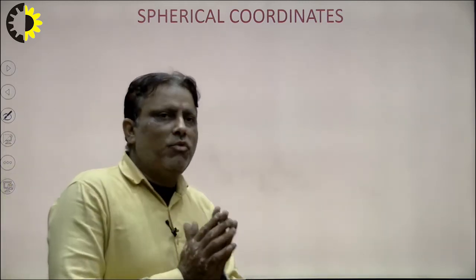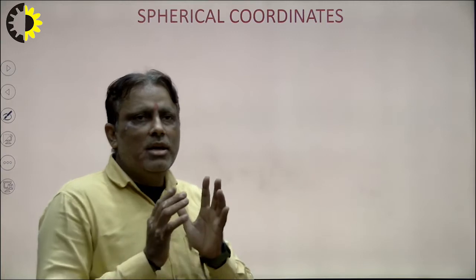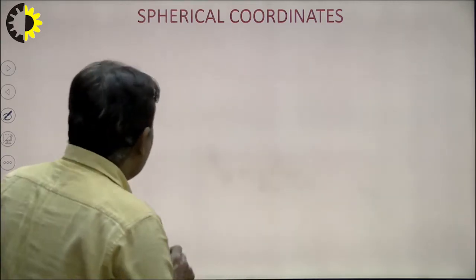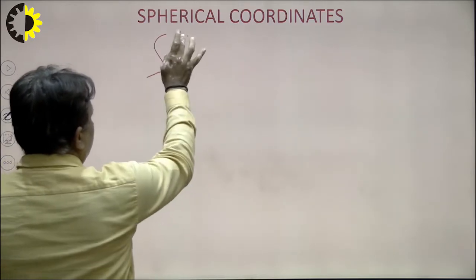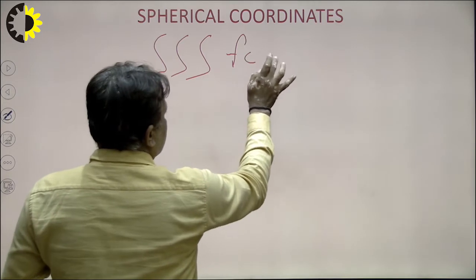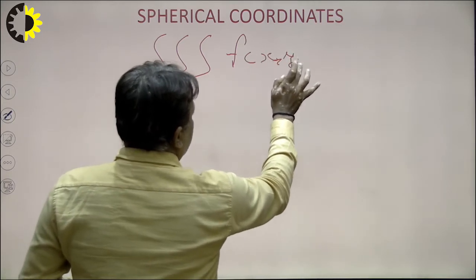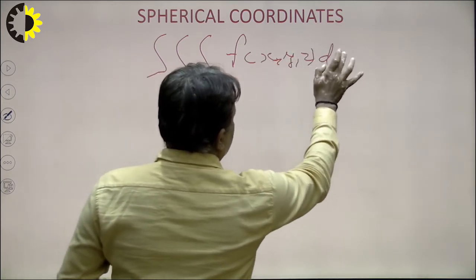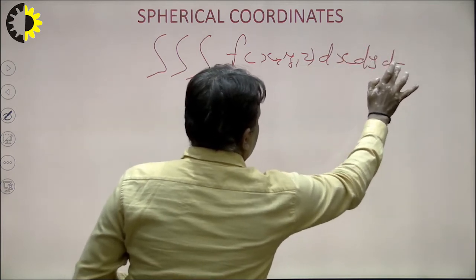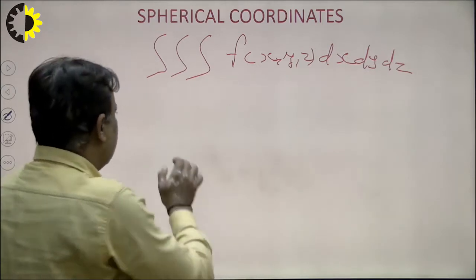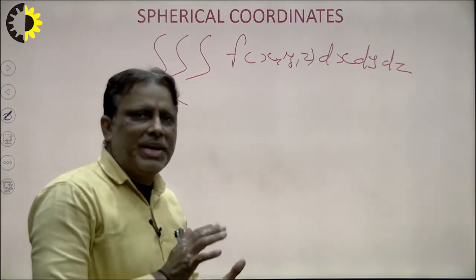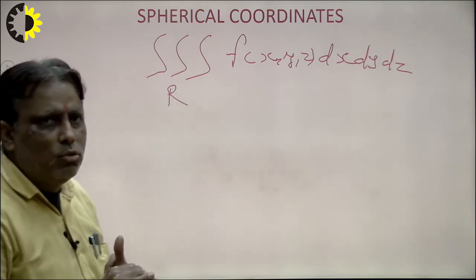Now the question is, what is the role of spherical coordinates in triple integration? You find the volume of integration, we see here. Suppose I have a problem here: triple integration of f(x, y, z) dx dy dz. Now the question is that I am facing some problem to solve this, then how to convert it into spherical coordinates, and what will be the conclusion here?